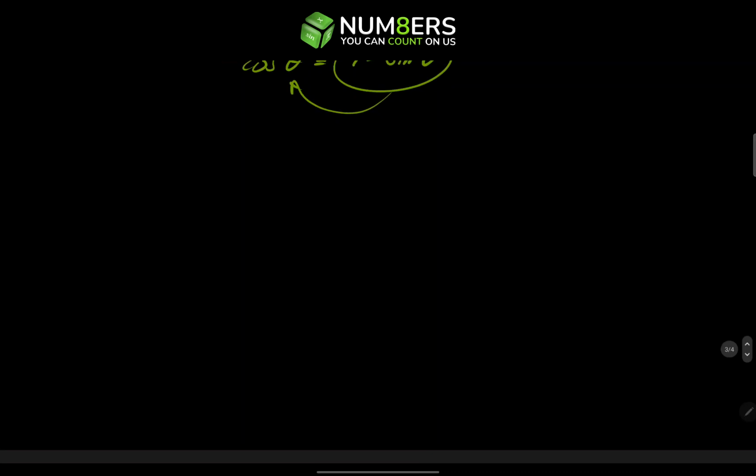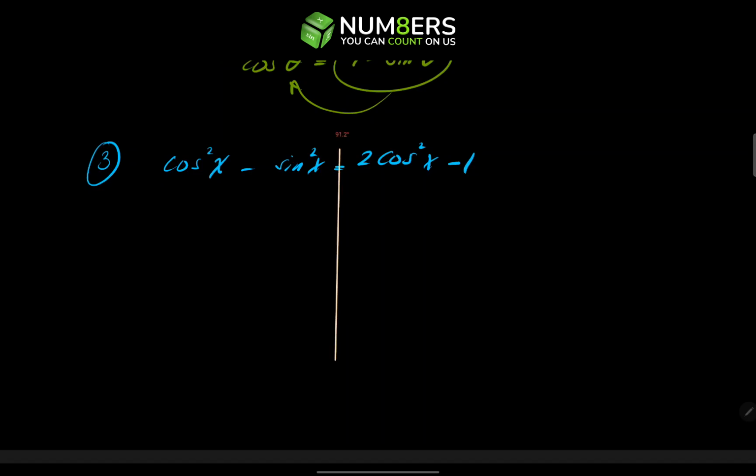Let's look at one more. Question number 3. We have cosine squared theta, or cosine squared x, let's use x for this one, minus sine squared x is equal to 2 cosine squared x minus 1. Again, if we look at the right side, we notice how the right side is in terms of cosine only. So we need to change the sine squared in terms of cosine squared.